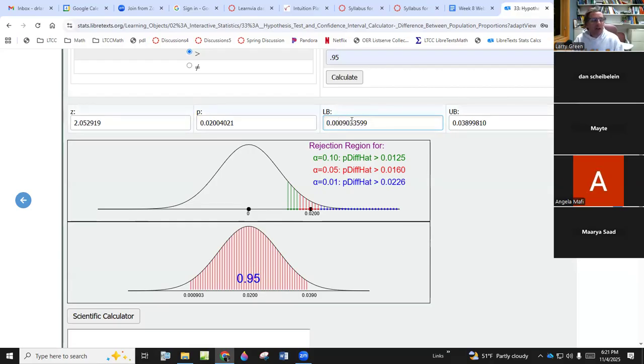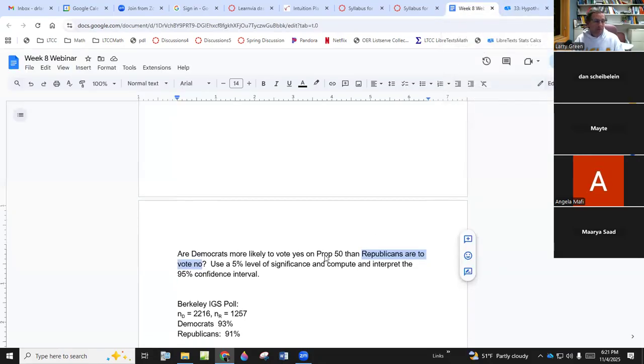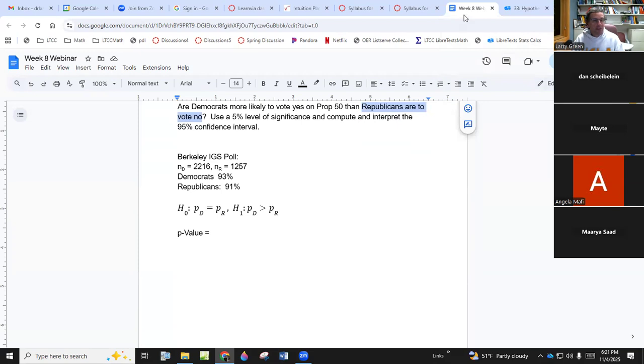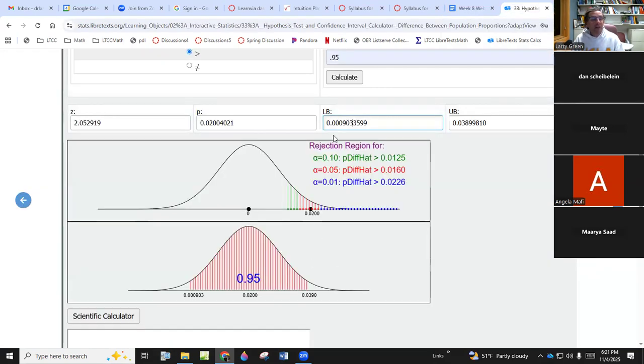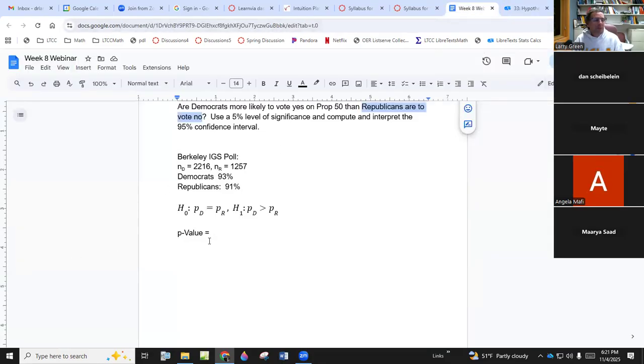Any questions at all on using this calculator? Hopefully you're seeing this is a lot like last week and the week before. So now, again, the p-value was about 0.02. Okay, definitely 2 decimals is enough because I'm comparing with a 5% level of significance.